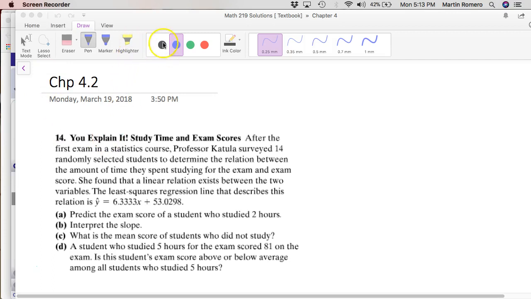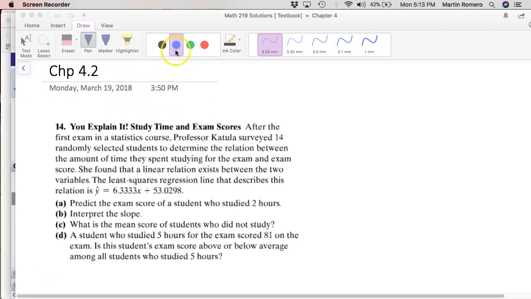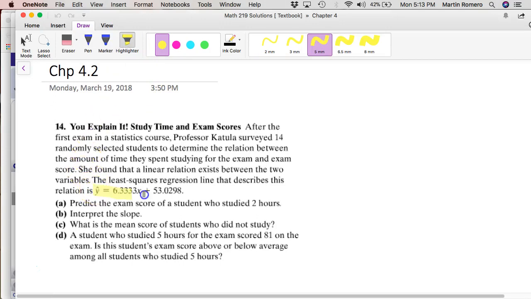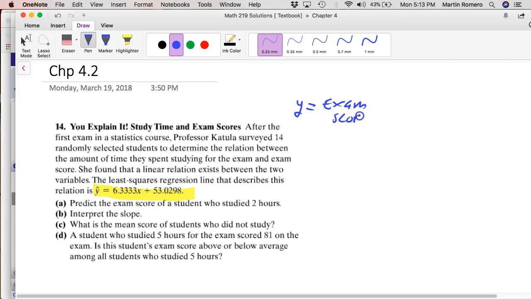Well, after putting in the data, here is your regression equation right there. This is the least squares regression line. It is again the line that comes up in StatCrunch. And so in this case, your y value is your exam score, and your x value is hours studying. And so that's what those values mean there.